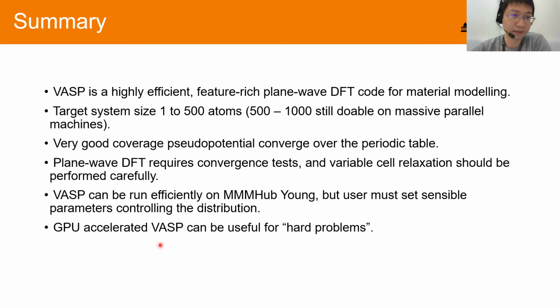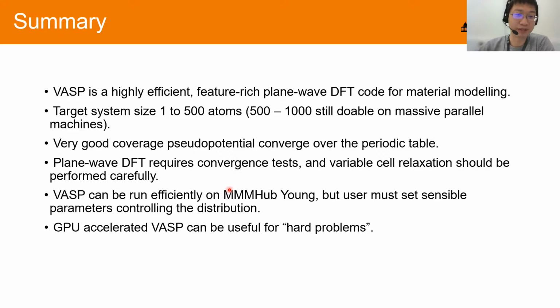So to summarize, VASP is a highly efficient, feature-rich, primary DFT code for materials modeling, with a target system size of 1 to about 500 atoms for normal DFT. Beyond that, it's still doable, but you need a very good supercomputer. It may not be the most efficient choice. It has very good coverage of the periodic table.